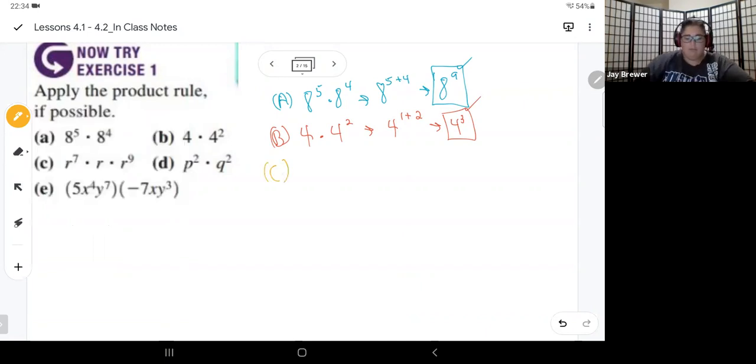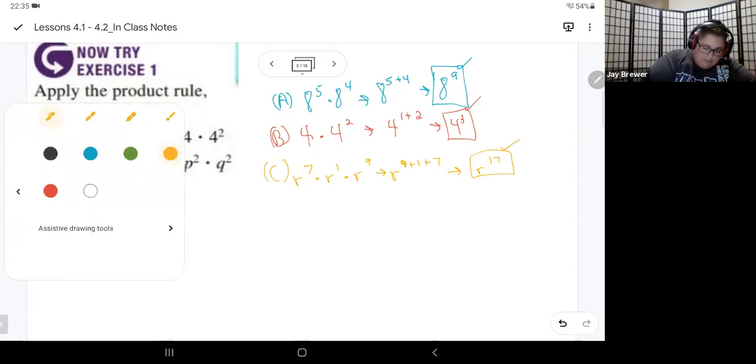C is 3 different items here. We have r to the 7th times r to the 1st times r to the 9th. You can see they're all r's as our bases, so we're going to do r to the 9th plus 1, which would be 10, plus 7, which would be 17. So r to the 17th.